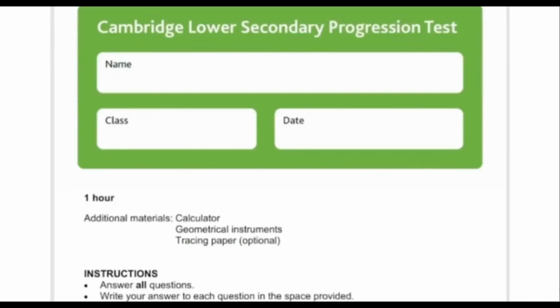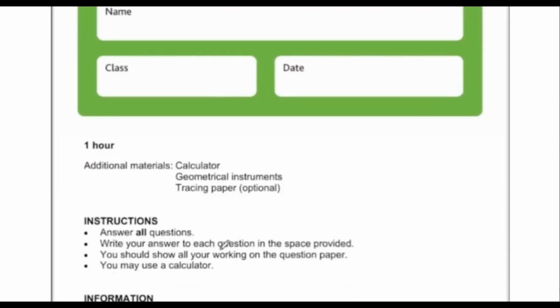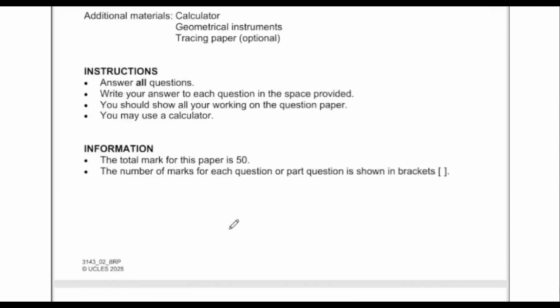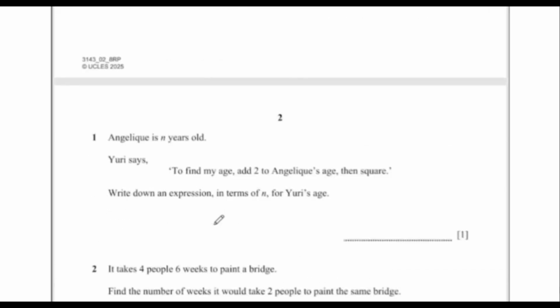So this is the calculator paper. You are required to come to the exam hall with your calculator, your geometric instruments, as well as your tracing paper for transformation questions. We are required to answer all questions. The total mark for this paper is 50. So let's get right into it.